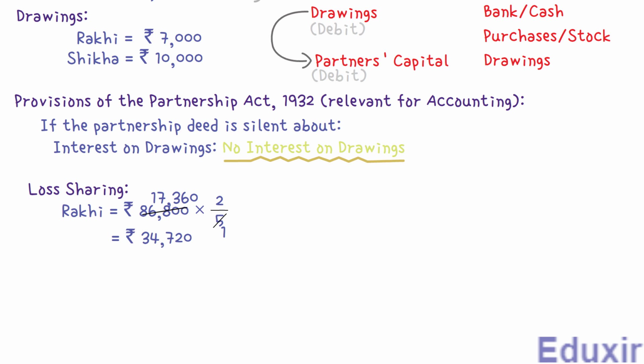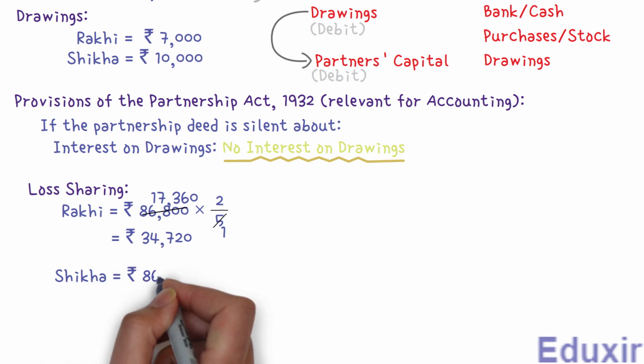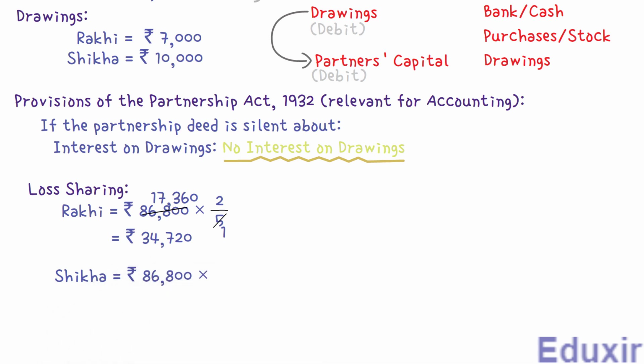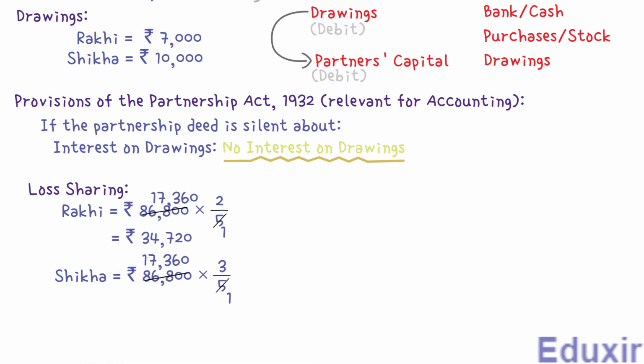Now the share of loss for the partner Shikha will be equal to the total loss of 86,800 rupees multiplied with her loss sharing ratio of 3 upon 5. Cancelling with 5, 5 ones are 5, 17,360. So if we multiply the remaining 17,360 and 3, we get 52,080 rupees, which is the loss share of the partner Shikha.